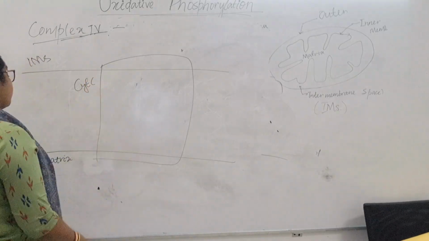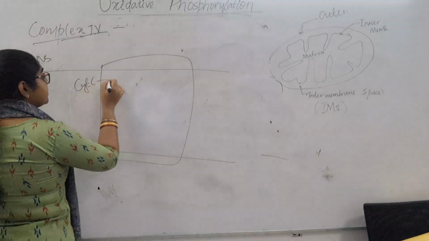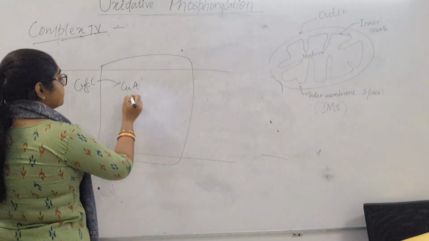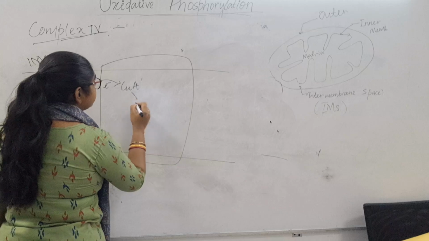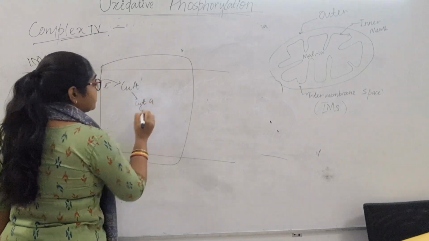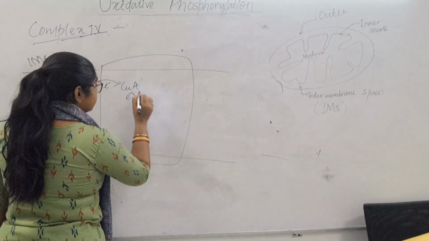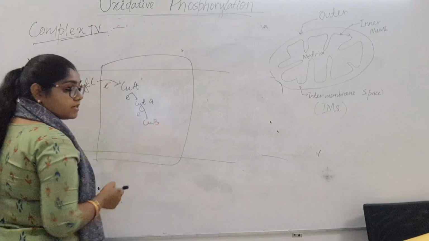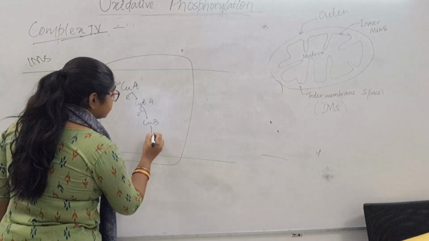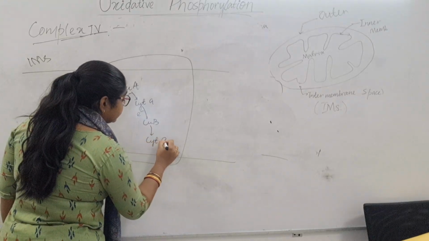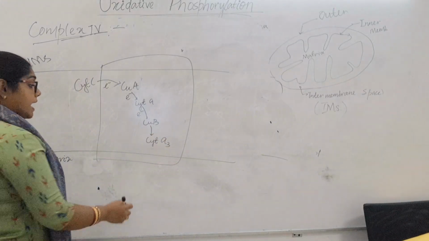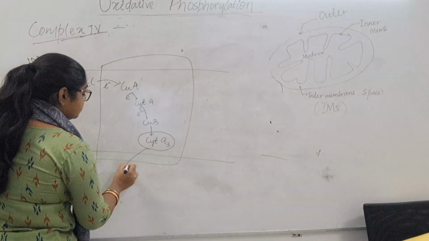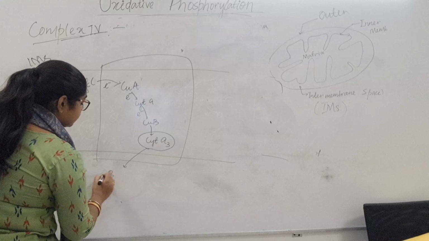this cytochrome C will bring the electrons, and first it transfers them to the prosthetic group copper A. Then from copper A the electron will transfer to cytochrome A. Again cytochrome A will transfer that electron to copper B. Further this will transfer it to cytochrome A3. And this cytochrome A3 will transfer that electron to oxygen.